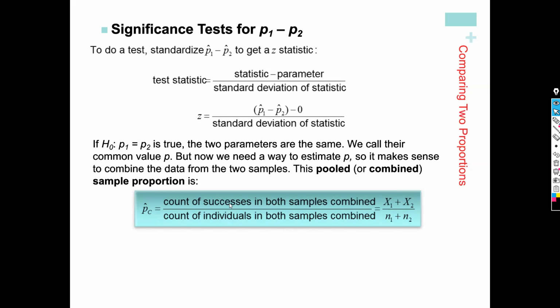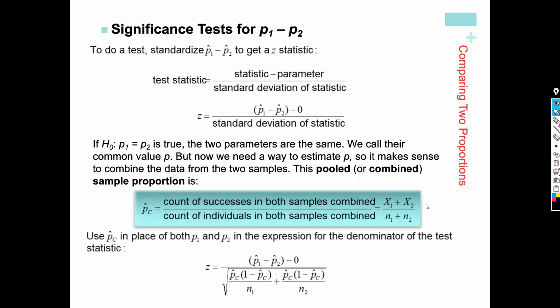and say it's the combined count of successes, the combined number of times it happens, over the combined count of individuals in both samples. In other words, the number of times the thing happens in total across both samples out of the total number of individuals in both samples. So what that's going to look like is x1 plus x2 over n1 plus n2. So sample sizes go on the bottom. This is going to make more sense when we do it in the formula.